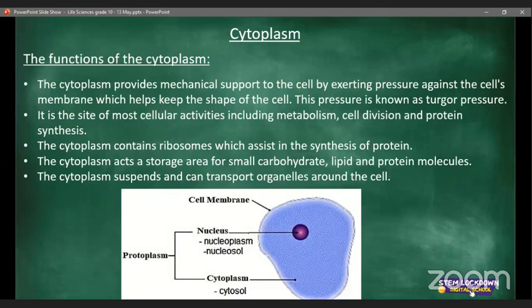The other function is that it is the site of most cellular activities, including metabolism, cell division, and protein synthesis. It also contains ribosomes, which assist in the synthesis of proteins, and it acts as a storage area for small carbohydrate, lipid, and protein molecules. And lastly, it suspends and can transport organelles around the cell.